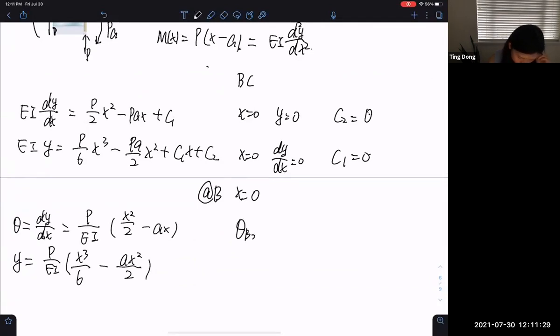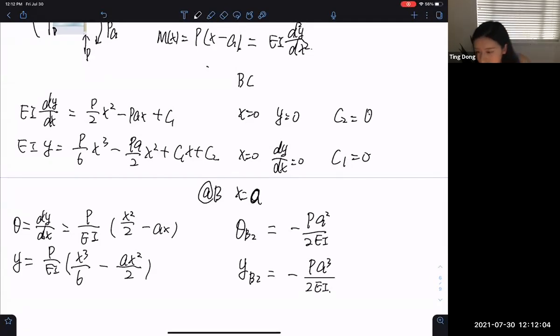theta B caused by loading case 2 is equal to, well, you plug in, I just put the final answer here directly, 2EI Y B2. Sorry, x equal to A, not equal to 0. At point B, x equal to A, 2EI. Y is x minus A, x minus A.